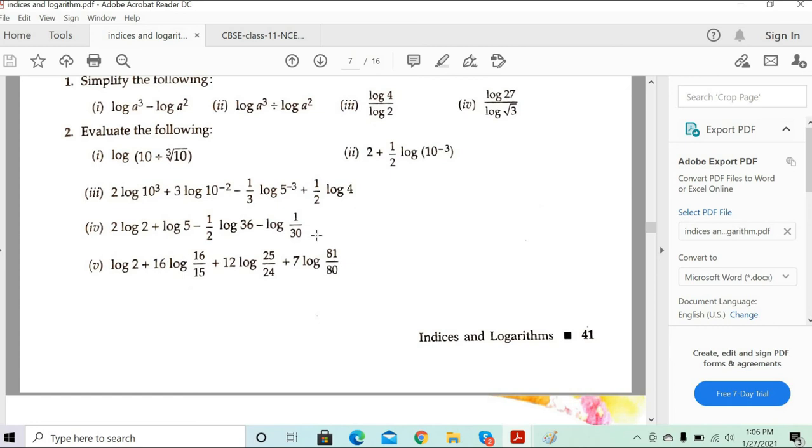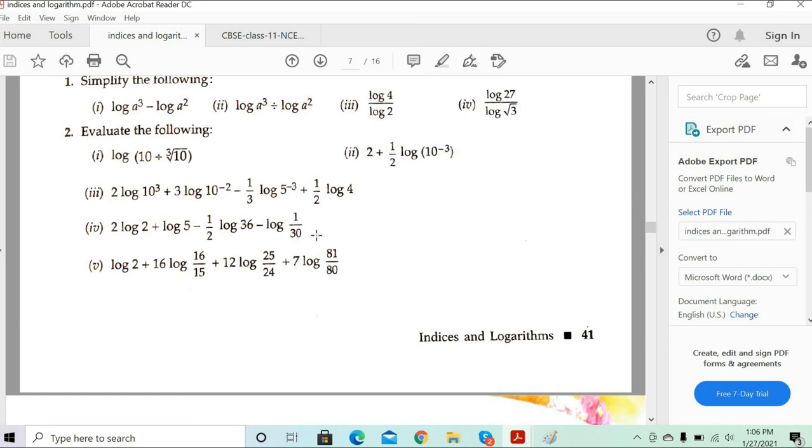So log 2, its plus is there. So basically, by default, everything is in log base 10, correct? Now, we can write 1/2 log 36 as log 6, right? Log 36 is 6 square, so 2 log 6, and the 2 will get cancelled. So log 6. Everything is base 10. When they have not specified anything, everything is base 10 only.